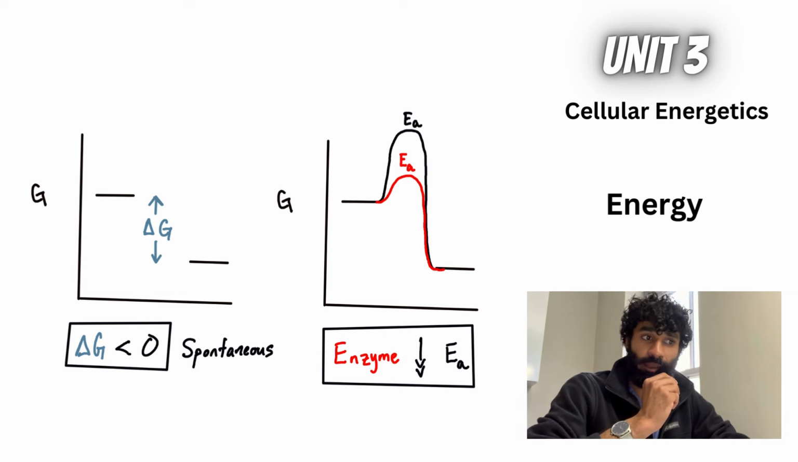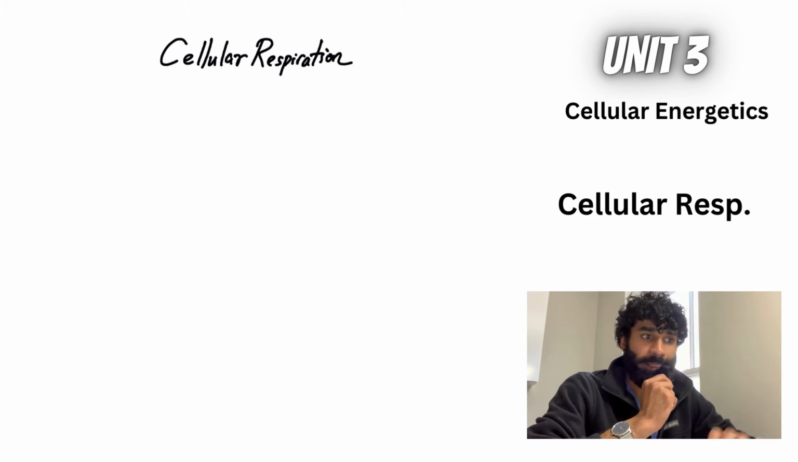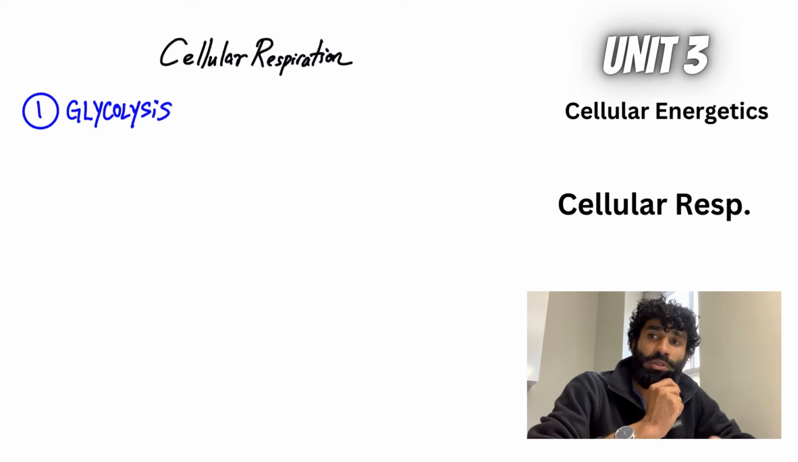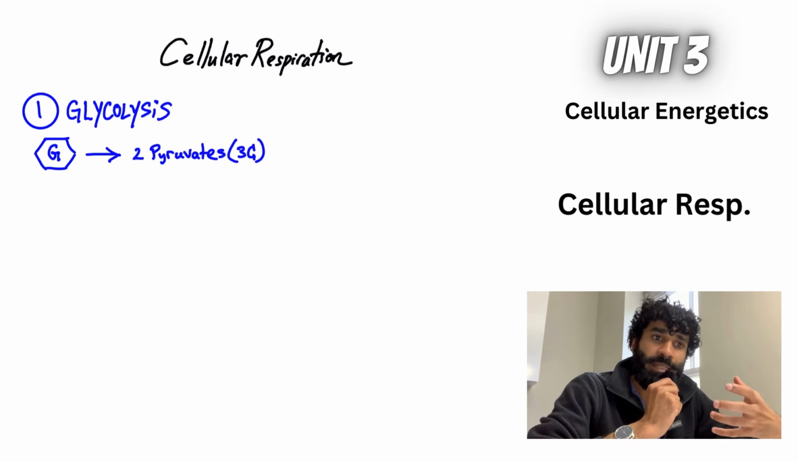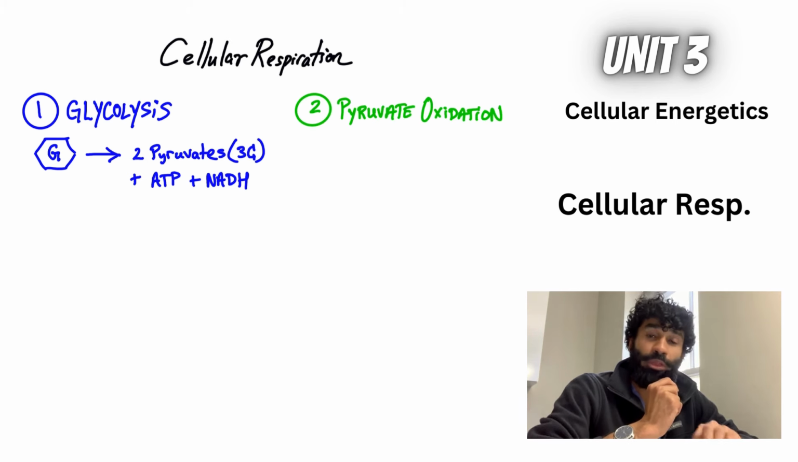The second block is cellular respiration, which is a series of oxidative reactions that break down glucose to form ATP. It consists of 4 different steps. The first is glycolysis, and it splits glucose into 2 pyruvates and also forms some ATP and NADH as well, and this occurs anaerobically.